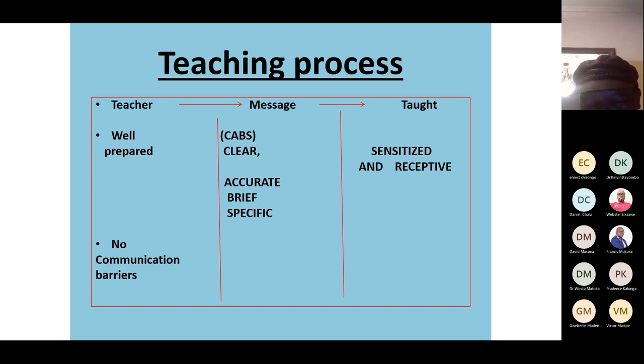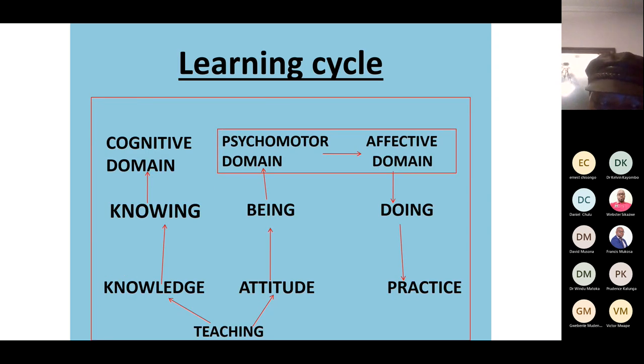Now, let's see how we make this work practically. So this is the learning cycle. You have the cognitive domain. This is where your intelligence is, where you learn things, you get to know things, you acquire knowledge. And then you have these other domains, the psychomotor domain, which has to do with the way people respond physically, or practically. In other words, that is the being and the attitudes. So when we're talking about change of attitude, we are actually addressing the psychomotor domain. Then we've got the affective domain, which is doing, the feelings, the practice.